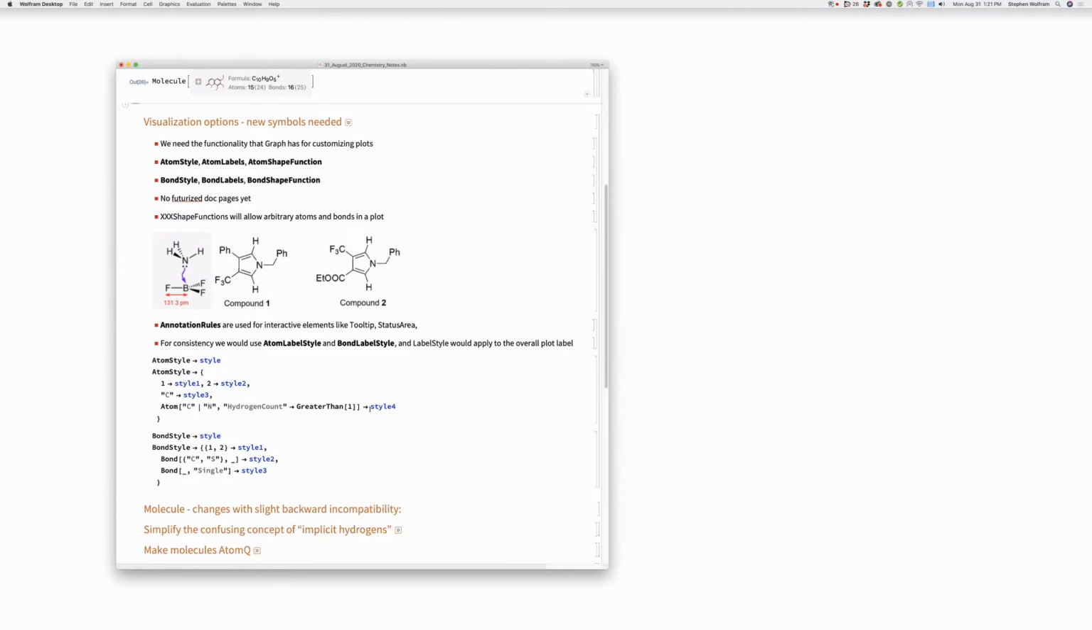So these don't have futurized doc pages yet, but I just wanted to verify that I can add these in. Well, this is atom style. Necessary. Yeah, that seems reasonable. But I mean, this should work like edge style does in plots, right? Yeah. So it should allow you to style specific atoms.